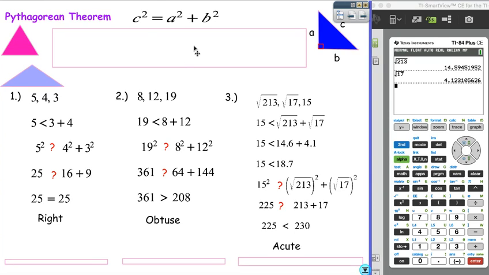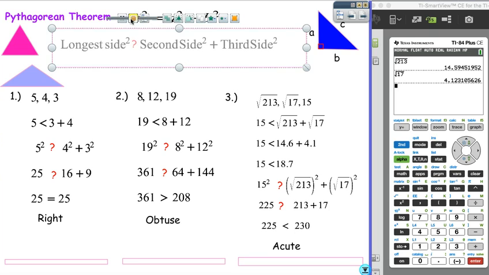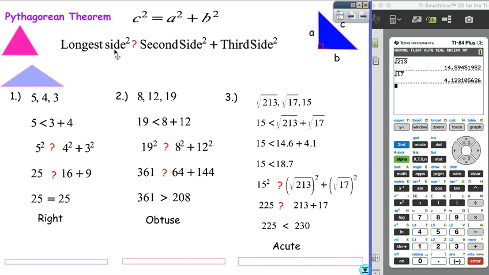Okay, so remember that we're always going to be comparing the longest side squared, and how does that relate to the second side squared plus the third side squared? If you get left-hand side equal to the right-hand side, you have a right triangle. Left-hand side greater than the right-hand side, you have an obtuse triangle. And the left-hand side smaller than the right-hand side, you have an acute triangle. And notice that my left-hand side, I'm referring to the longest side squared.